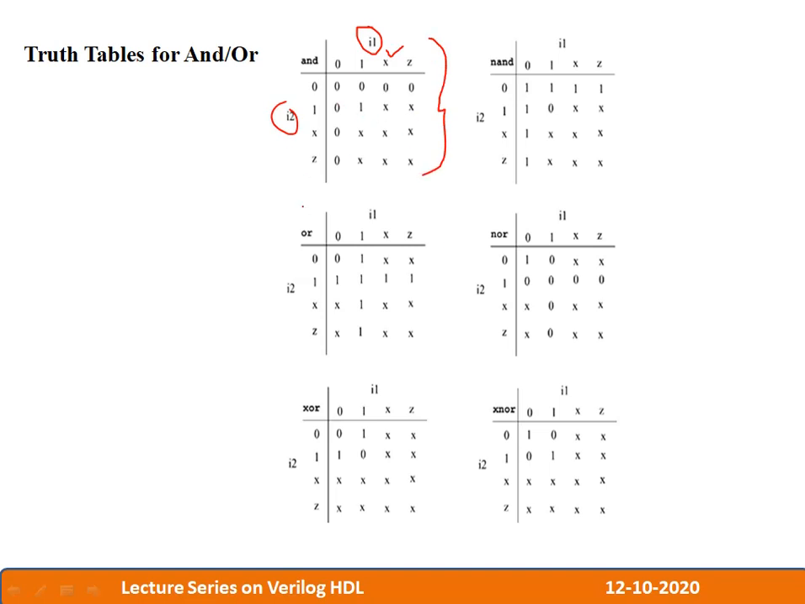Now I have all the truth tables being mentioned over here: AND, NAND, NOR, OR, XOR, and XNOR. We'll try to verify all these things with the help of simple simulation. Let's try to go with the simulation.